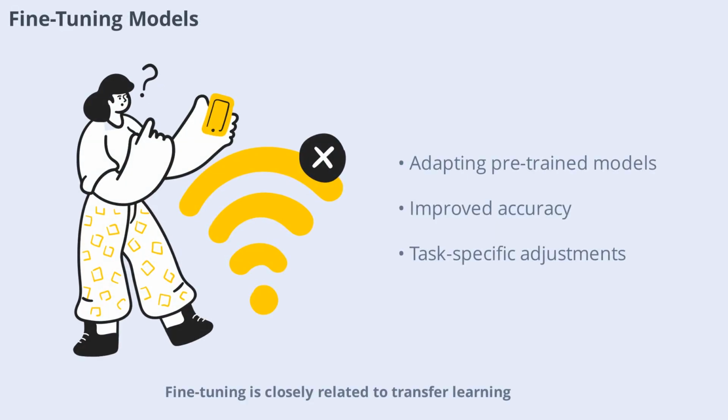Fine-tuning is closely related to transfer learning. After transferring a pre-trained model to a new task, you can further train it on your specific dataset. This process adjusts the model's parameters to better fit the new data, improving accuracy and relevance. Fine-tuning is especially effective when the new task is similar to the original one. It allows you to get the best of both worlds, the general knowledge from the original model and the specific insights from your new data.